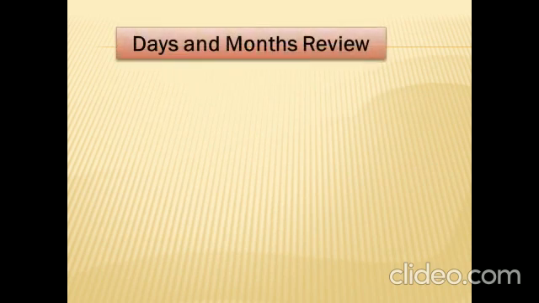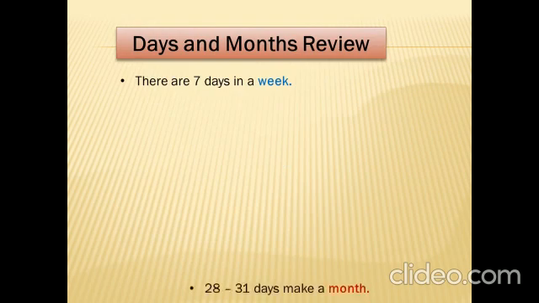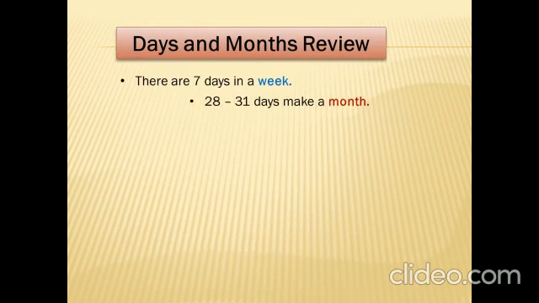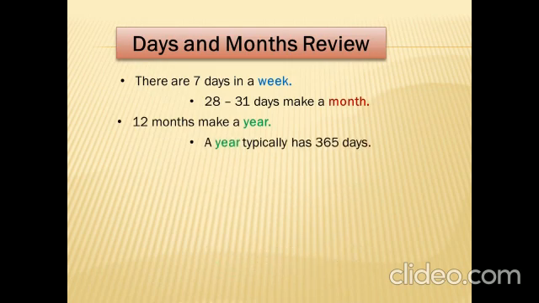First of all, let's have a review of days and months. Do you know how many days are there in a week? There are 7 days in a week. 28, 29, 30, or 31 days make a month. And 12 months make a year. A year typically has 365 days.